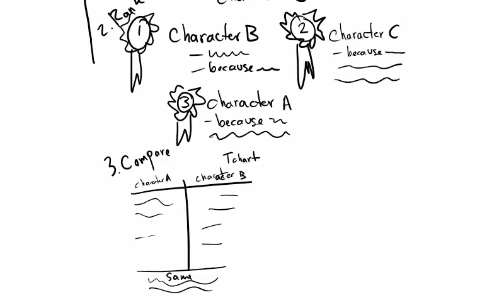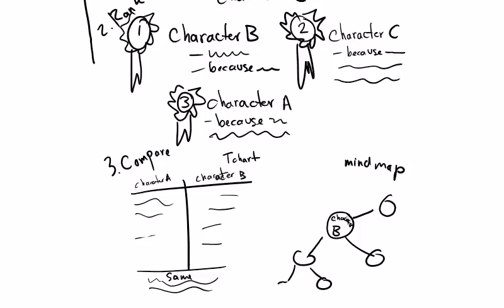You can do a mind map. So let's say we said character B is most important, so you do like character B. Oh, they're like this, they're like this, they're like this, which actually reminds me of this and this. Oh no, actually that goes back over here, and this goes here, right? So you know a T-chart, you know a mind map.